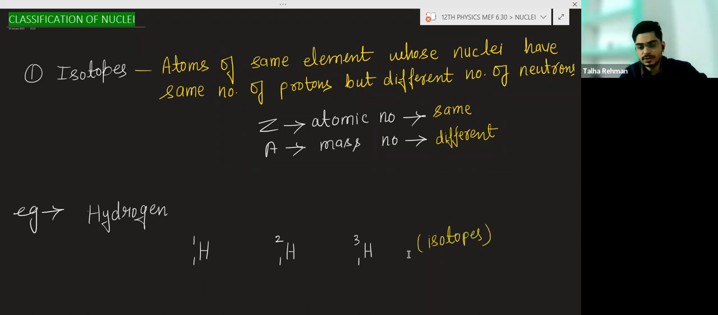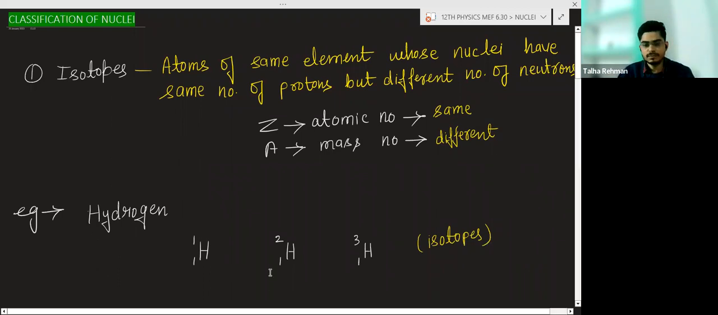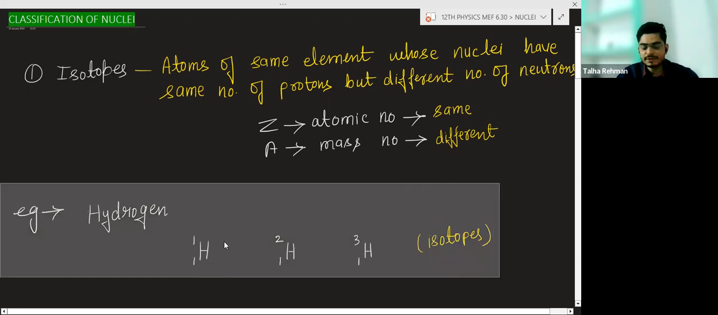They can ask you the definition for 1 mark. What are isotopes? So you will say, atoms of the same element whose nuclei have the same number of protons but a different number of nucleons. Or you can say in this form also, atoms of the same element having the same atomic number but different mass number. I think this will be easy. Don't get confused here. Remember the example, okay? With the example, it will be clear.